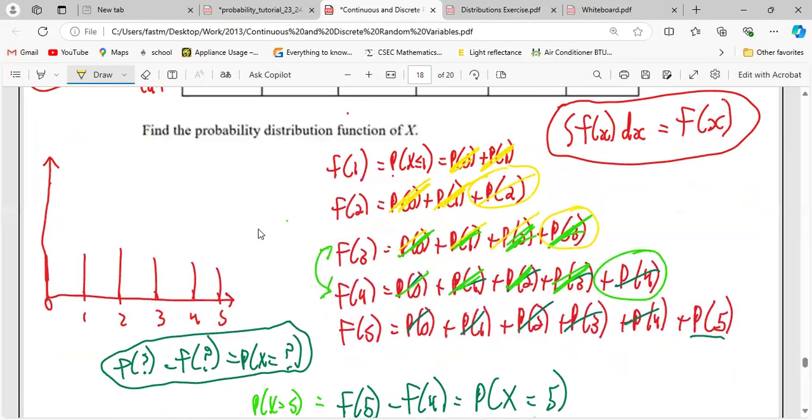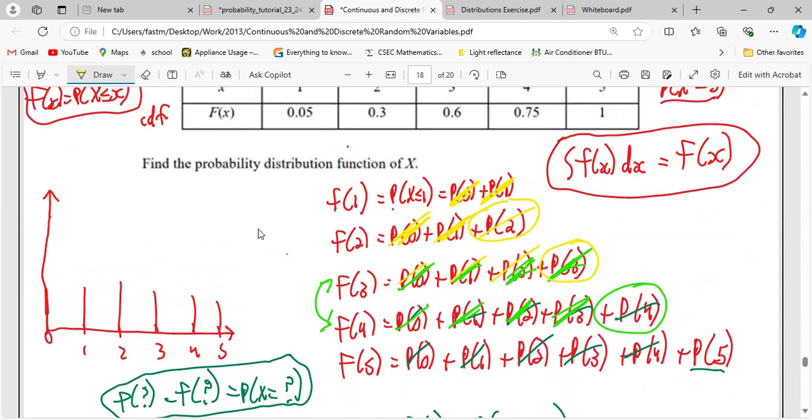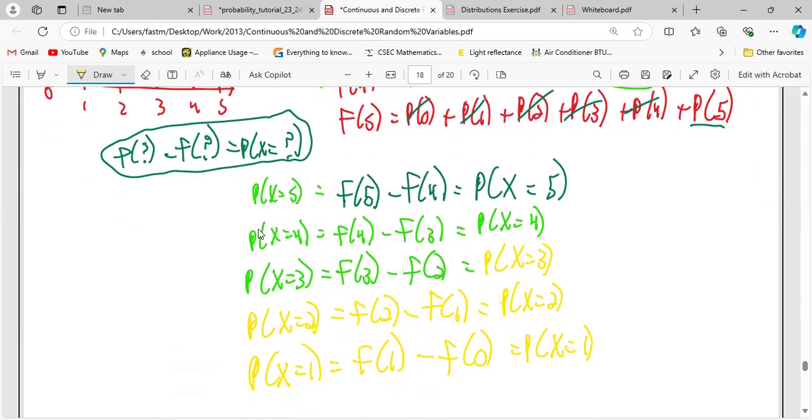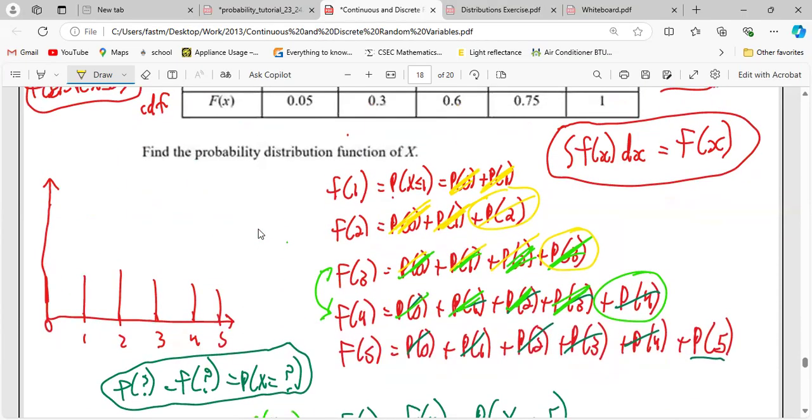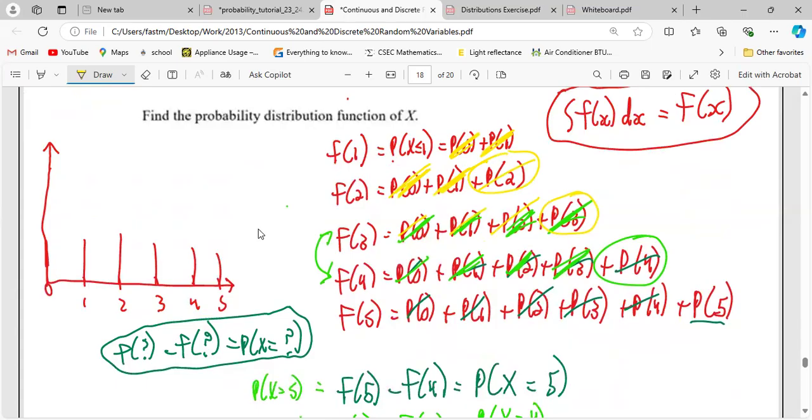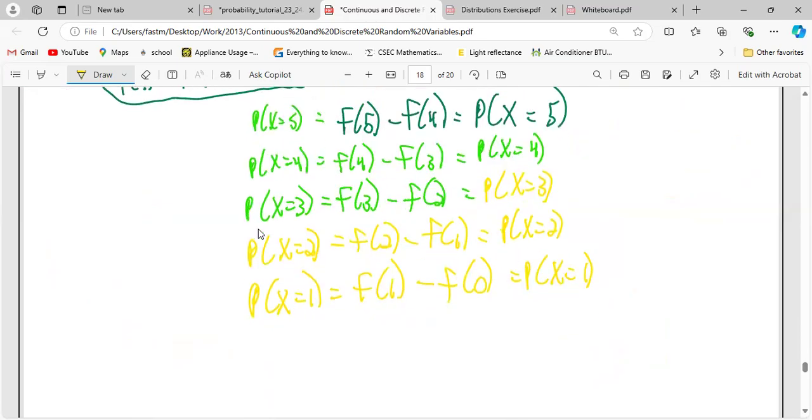In our case, there is no capital F of 0, which means the probability is 0. So basically, capital F of 1, the probability x is equal to 1, is literally just the probability x is less than or equal to 1, which is this here. So it has no capital F of 0. Let's turn it into capital F of 1 subtract 0, because there is nothing there, which will just end up being capital F of 1.